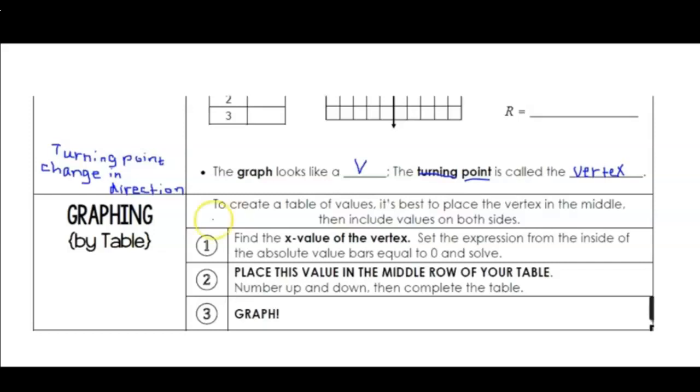Now, to figure out where the vertex is, we need to find the x value of the vertex, okay? And that's simply by setting the expression from the inside of the absolute value bars equal to 0 and solving for x, okay? We're going to place this value in the middle row of my table, and then we'll number up and down to complete each side of the table, and we'll graph. Very simple. So let's go through the steps. I'm going to graph some, and I'll give you the chance to graph some and let you check your work.